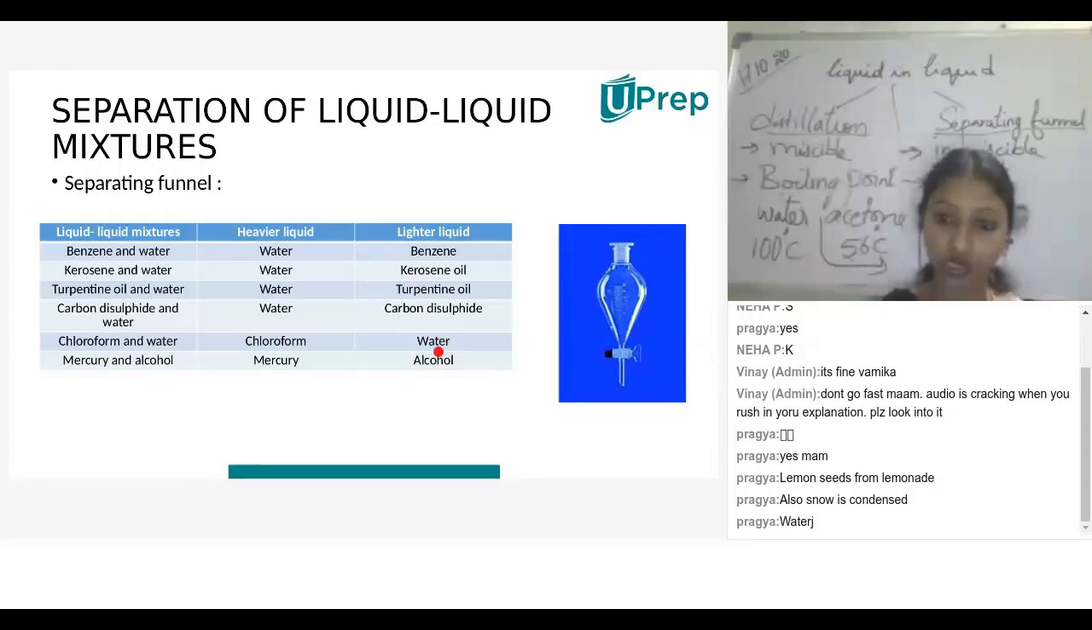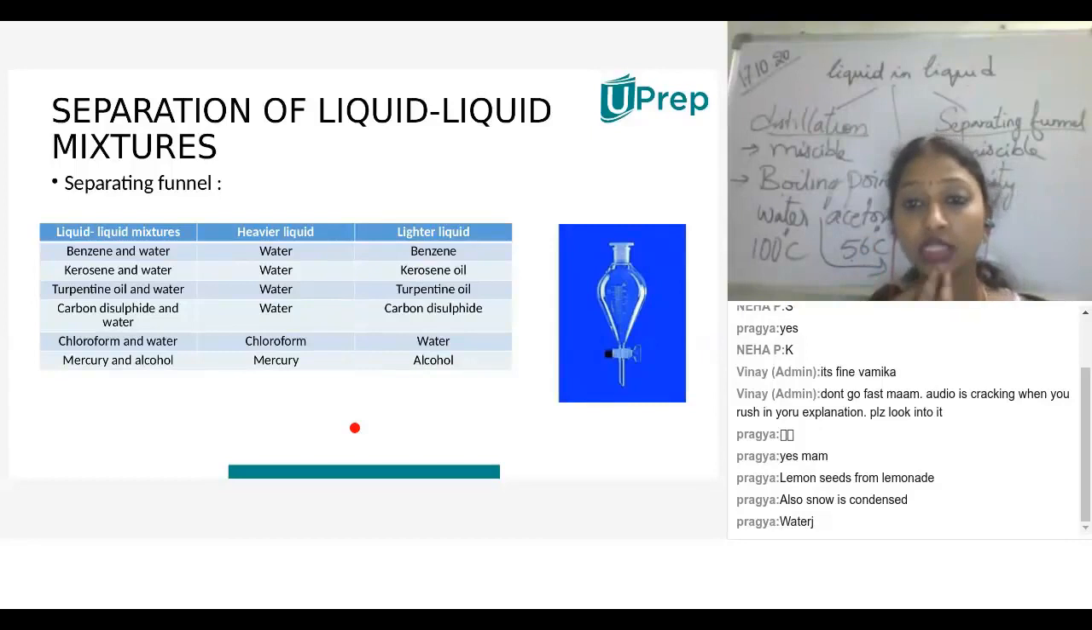Chloroform and water. Chloroform is heavier than water, so chloroform is present at the bottom and water is present on the surface of chloroform. Mercury and water: mercury is heavier, so it is present at the bottom. Mercury and alcohol: mercury is heavier, so it is at the bottom, and alcohol floats on the surface of mercury. So the main principle involved in separation of two immiscible liquids is density. The heavier liquid will be present at the bottom and the lighter one will float on the surface of the heavier one.